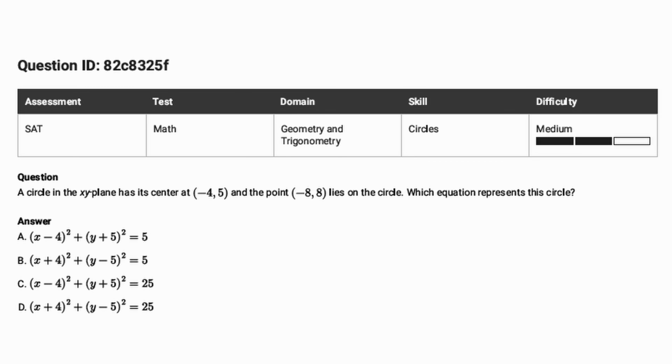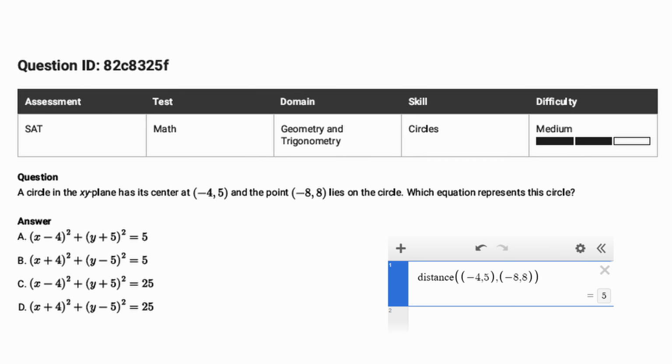We can find the distance between (-4, 5) and (-8, 8) simply by typing distance into Desmos. We type in distance, we put parentheses around it, and we put our 2 points, and it'll spit out the distance to us. And it tells us that the distance between the points is 5. So we know the radius is 5, but we have to remember that in the equation it's squared. So we can immediately eliminate A and B because that's not 5 squared. We need the radius squared to be 25, 5 squared.